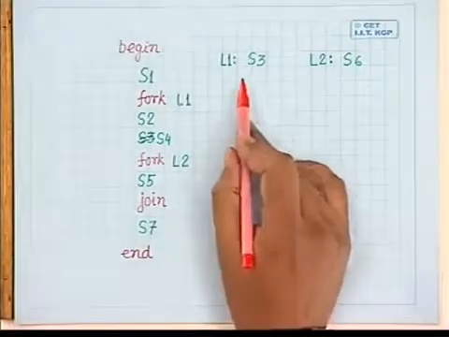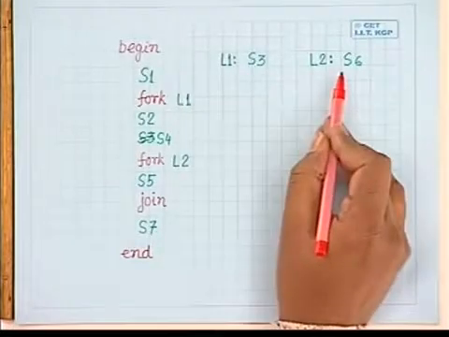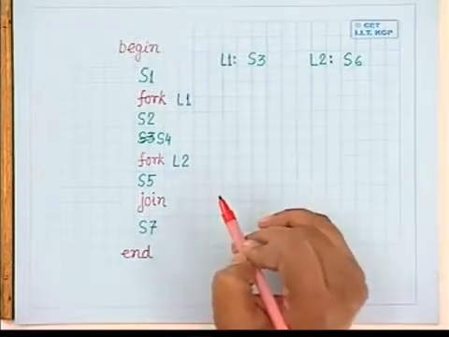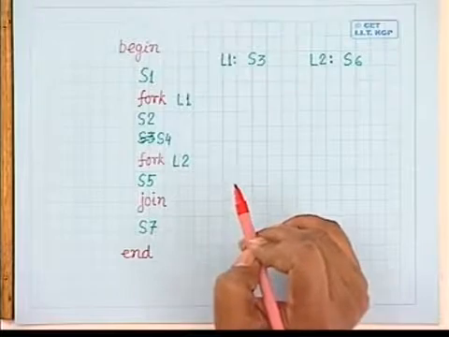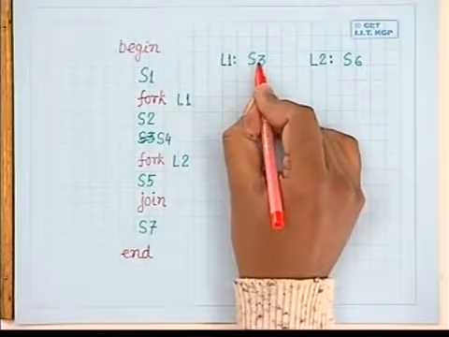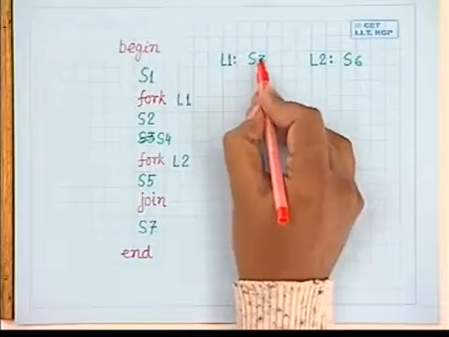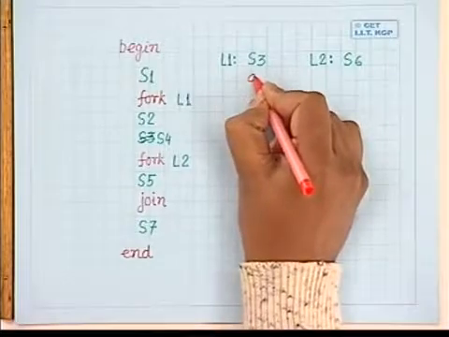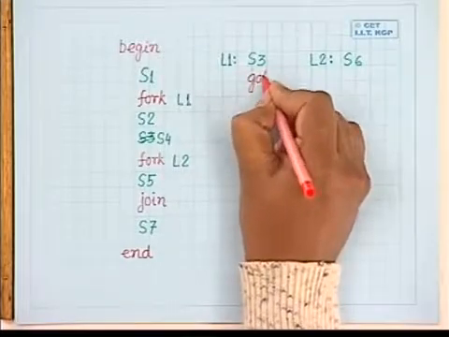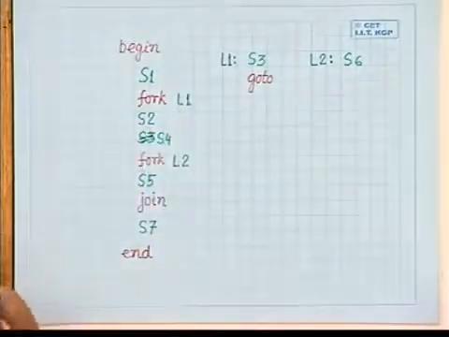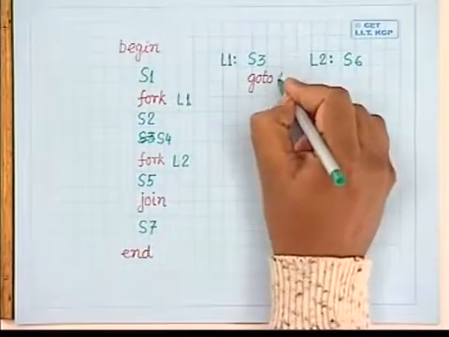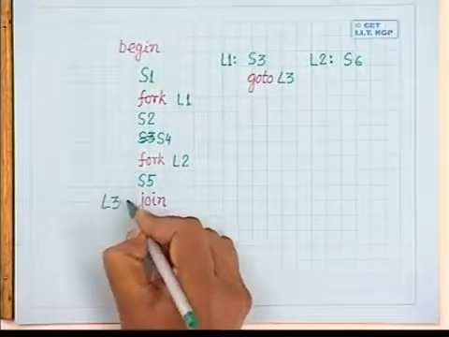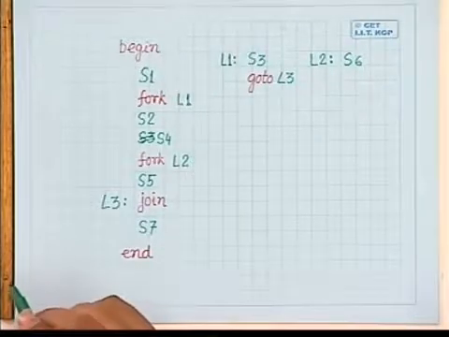Now, these being two independent processes, after completion of them, we have to indicate where they should go, what they should do. So after completion of S3, I should instruct that it should come to this join statement. What I'll put is go to statement or level, say L3, where L3 is the join statement. The statement that I have at L3 is join.